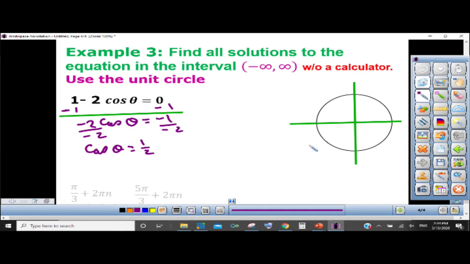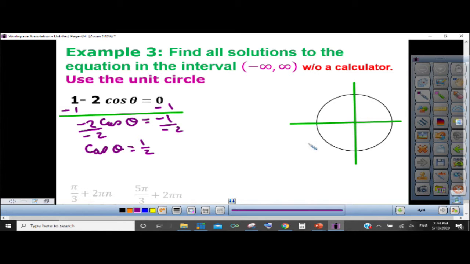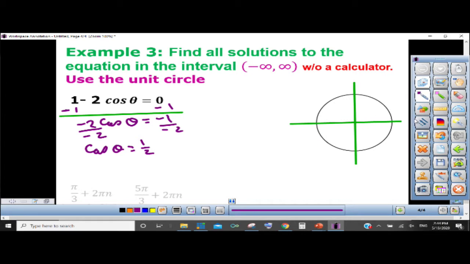Cosine theta is 1/2. And I believe cosine, could you chime in the chat? Well, what angle gives you 1/2? I know there's a delay obviously here, but in the chat, in the live stream. What do you think is cosine 1/2? What angle gives you cosine of 1/2?